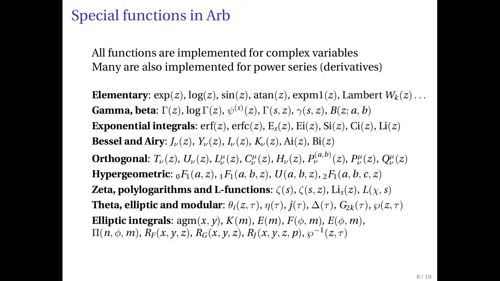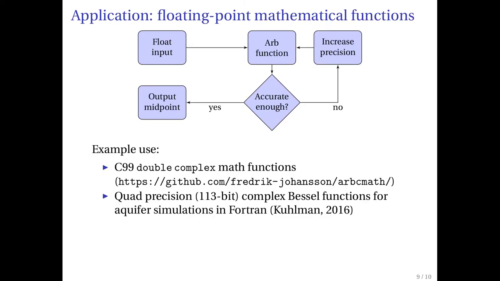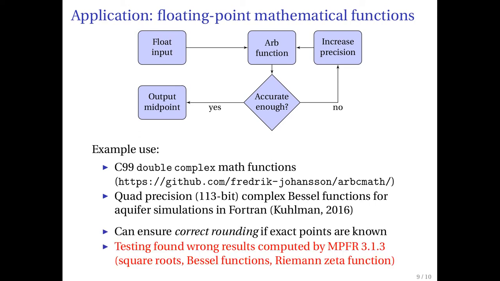Finally, ARB implements a large number of different mathematical special functions, including gamma function, Bessel functions, hypergeometric, and elliptic functions. All functions have full support for complex parameters, and many functions also support computing derivatives. Even if you don't need interval arithmetic, a nice use of ARB is to compute mathematical functions of ordinary floating-point numbers. By iteratively increasing the precision, we can guarantee that the output is accurate to any given tolerance, for example to full 53-bit double precision or 113-bit quad precision. We can even guarantee correct rounding with this method.